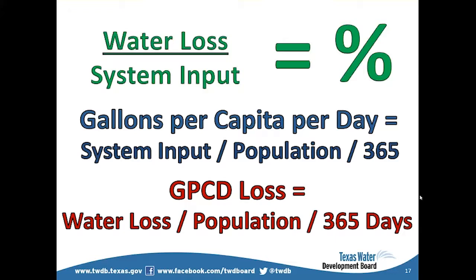Another one of those tools that is needed to set a target for is the GPCD loss, which comes from this water loss audit. It takes your total water loss volume, divides it by your retail population, and divides it by 365 days. So these are on the water loss audit for the utilities to use.